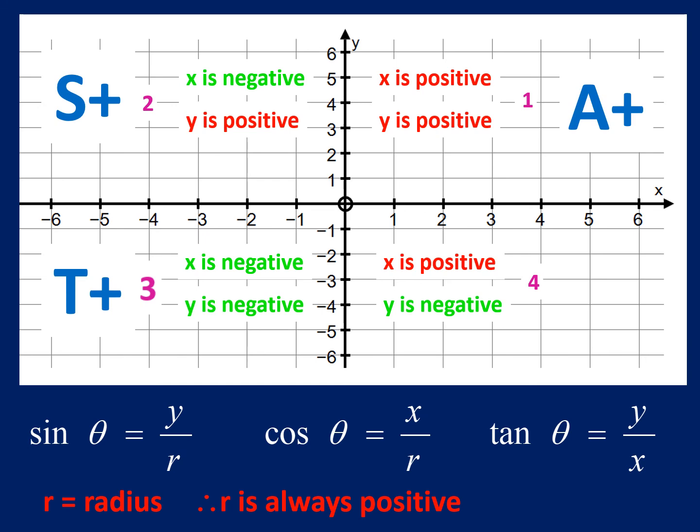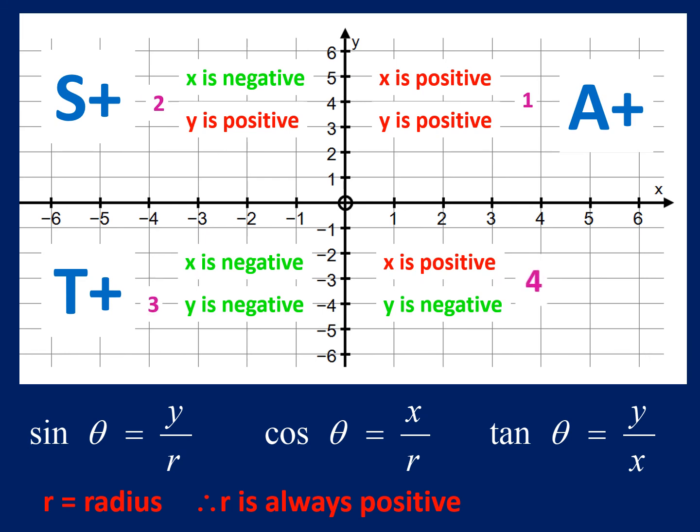And moving over to the fourth quadrant, the y is negative and x is positive, which means sine is going to be a minus divided by a plus, so negative. Cos will be a plus divided by a plus, so positive. And tan is a negative divided by a positive, which is negative. So of the three trig functions, cos is the only one that's positive.